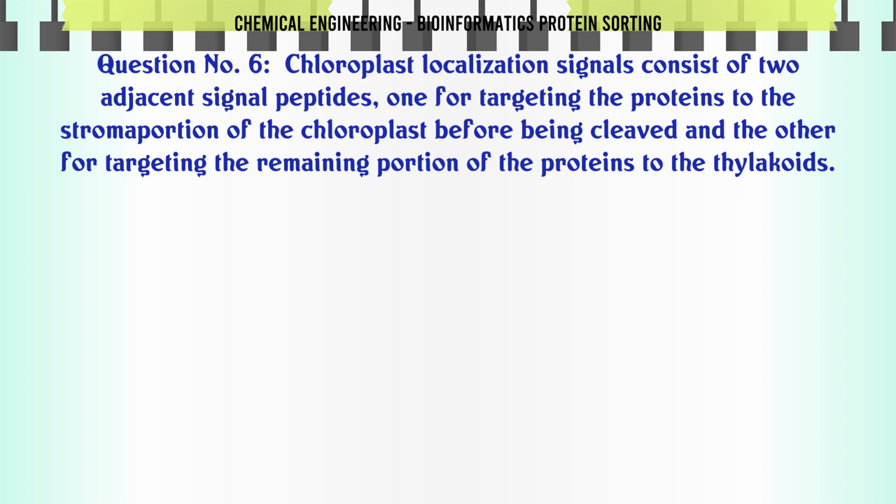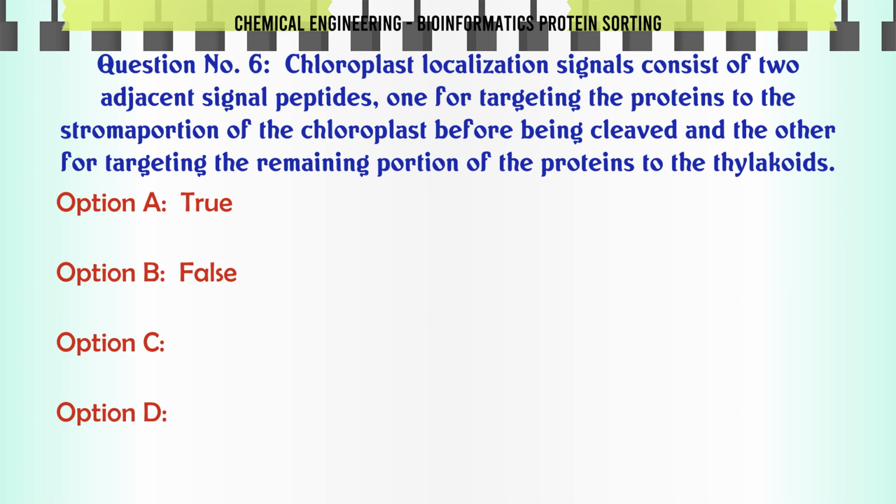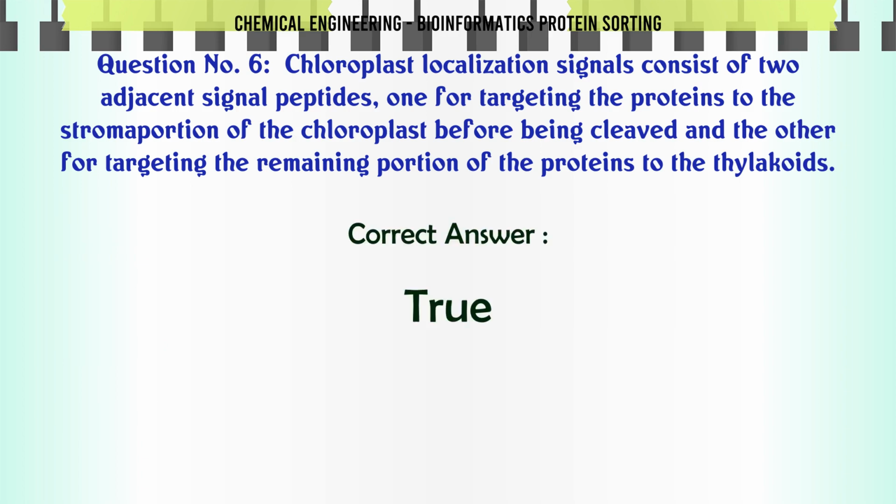Chloroplast localization signals consist of two adjacent signal peptides, one for targeting the proteins to the stroma portion of the chloroplast before being cleaved and the other for targeting the remaining portion of the proteins to the thylakoids. A. True. B. False. The correct answer is true.